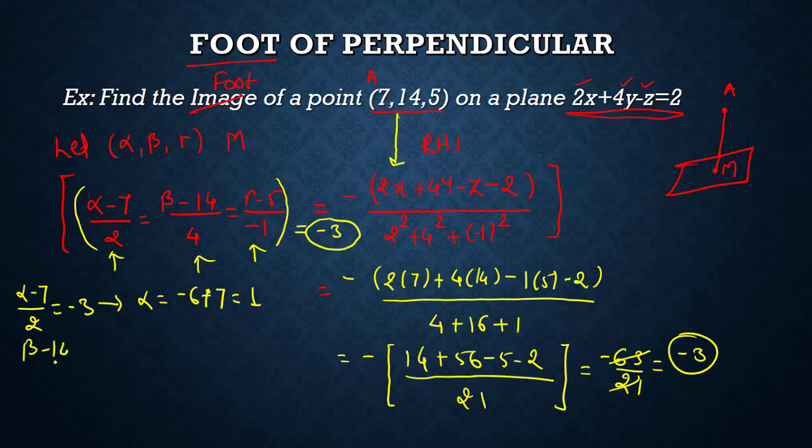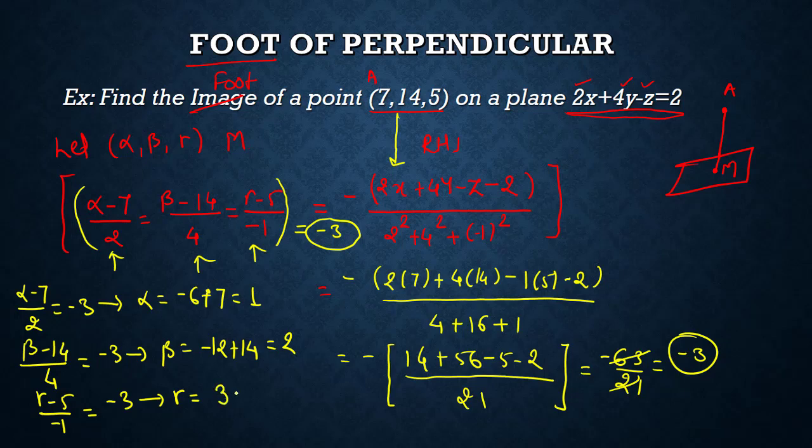Beta minus 14 by 4 equals minus 3 implies beta becomes minus 12 plus 14, which is equal to 2. And for the third one, gamma minus 5 upon minus 1, which is equal to minus 3, implies gamma is equal to plus 3 plus 5, which is equal to 8. So what are the coordinates of point M? So this is nothing but 1, 2, 8.